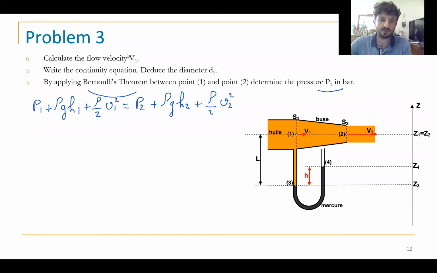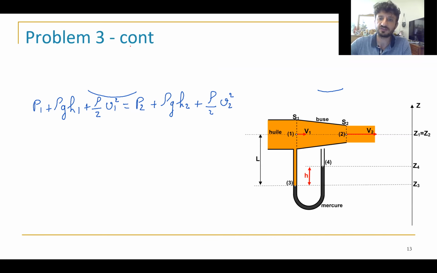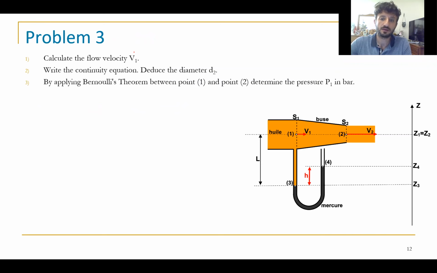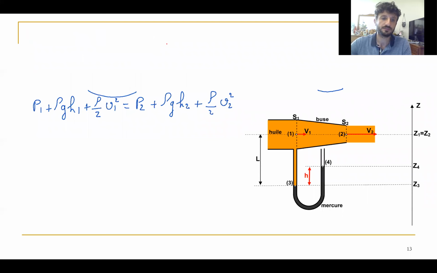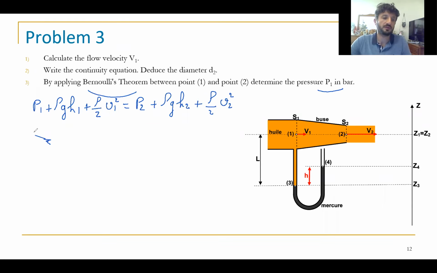Here, don't forget, if you come back to the given, I give you V2 equals 4 V1. Okay, we have a relation between V1 and V2. So we go back. V2 equals 4 V1. We calculated V1 equals 5, so V2 equals 20 m per second.